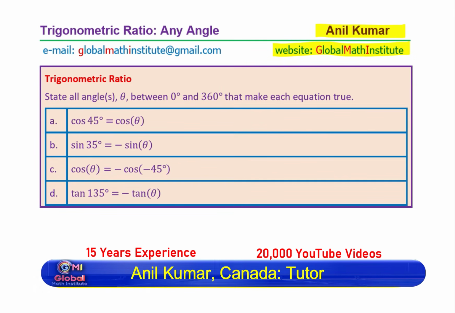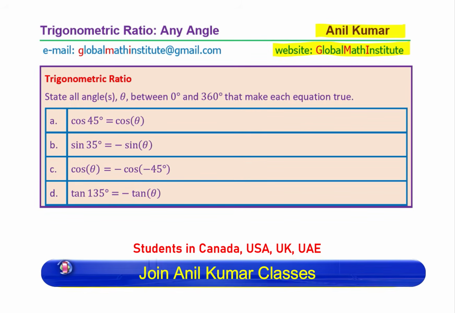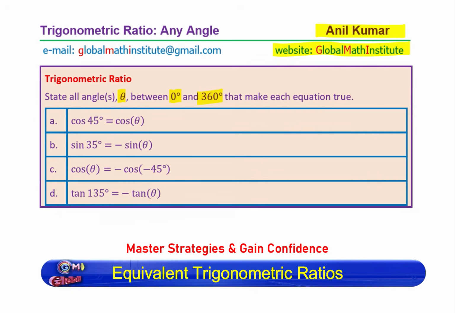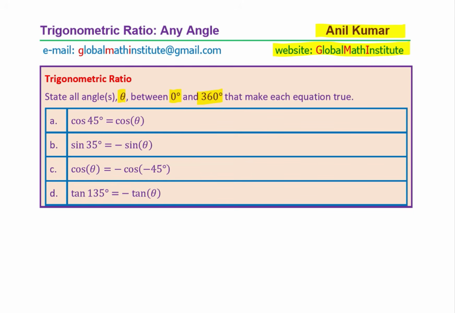Let's try to understand equivalent angles for the same trigonometric ratios when we are considering 0 to 360 degrees. The question here is, state all angles theta between 0 degrees and 360 degrees that make each equation true. 4 equations are given to us. They are in cos, sine, and tan. We need to find the angles for which this ratio will be equivalent. You can always pause the video, answer the question, and then look into my suggestions.